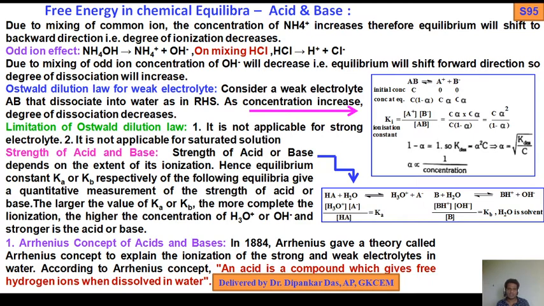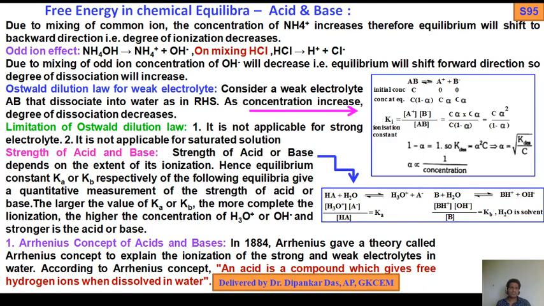But due to the common ion effect, the degree of dissociation decreases due to the increase in the concentration of common ion in the forward direction. So those are the factors on which the degree of dissociation depends. Again I tell you, the degree of dissociation depends on dilution, temperature, nature of electrolyte, nature of solvent, common ion and odd ion.